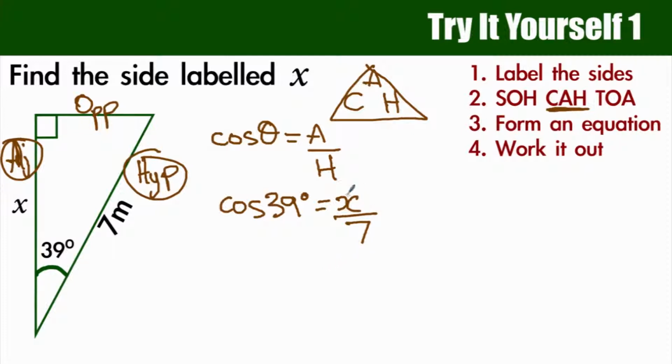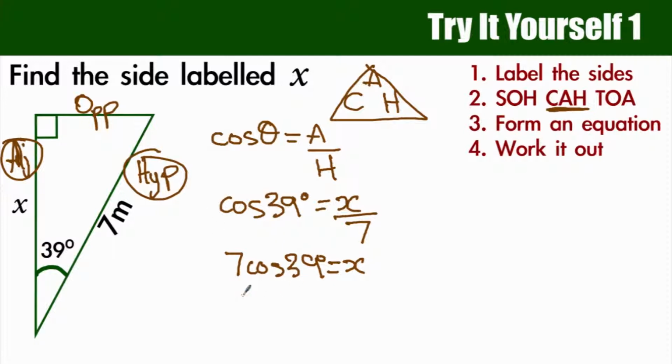So we want x on its own on this side. Luckily it's in a better form where x is on the top. So all we need to do is times both sides by 7. So we'll get to the answer 7 cos 39 equals x. Remember, if you're not too great with algebraic manipulation, you just need to put this 7 in front of here. So it'll be 7 times cos 39 degrees.